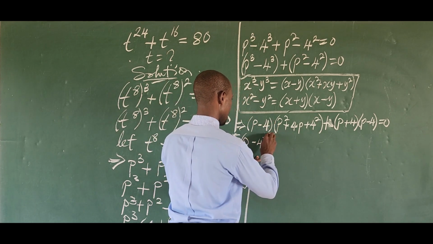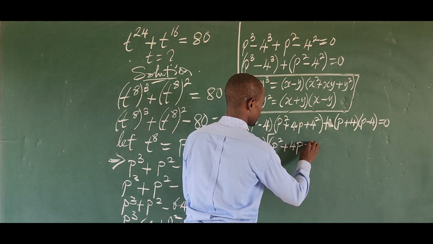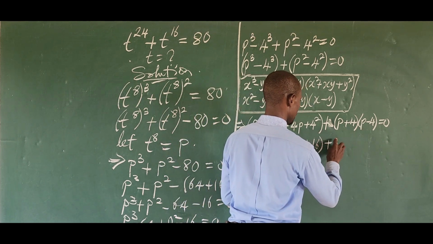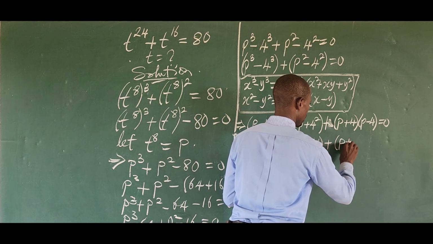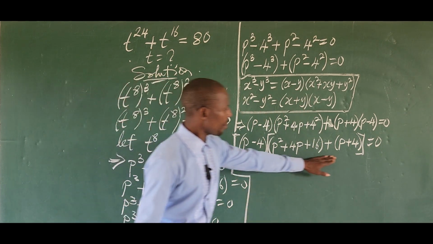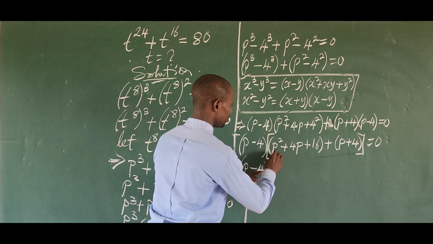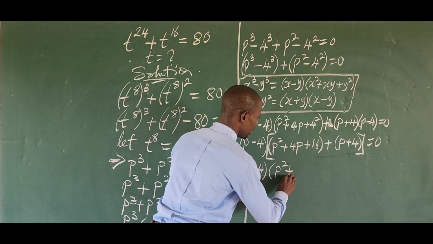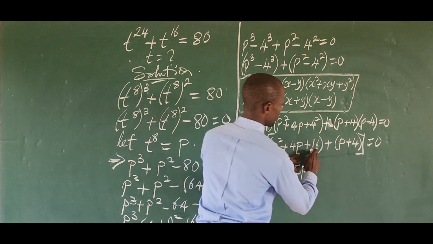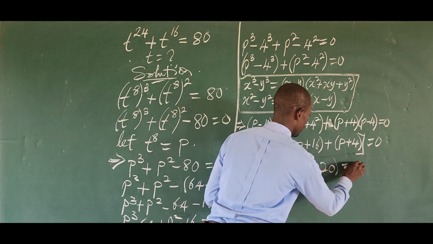So we're going to have here a square bracket, p squared plus 4p plus 16, plus. If we use this to divide this, we are left with this. So we have here (p plus 4) in a square bracket equal to 0. Good. So we can open up this. Then we're going to have (p minus 4)(p squared plus, do we have any other p yet? So this plus this will give us 5p. Then 16 plus this will give us 20, right? So we have 20) equal to 0.